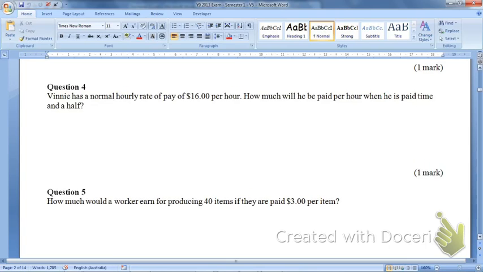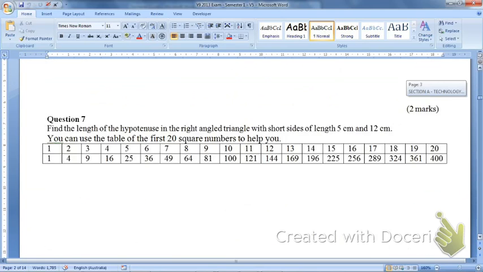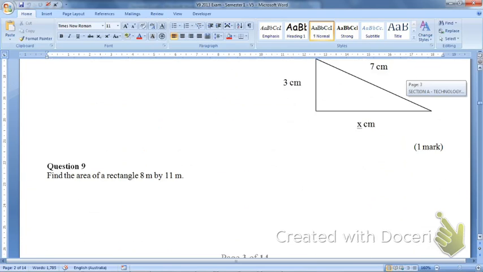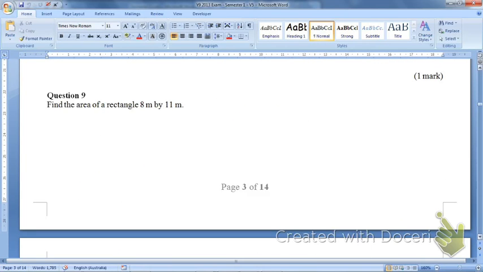Question 9. Let's see if I can get it here. Right, here we go. Question 9. Find the area of a rectangle 8 metres by 11 metres. That's 8 times 11. It's a rectangle. It's just multiply the two together. Answer is 88 metres squared.